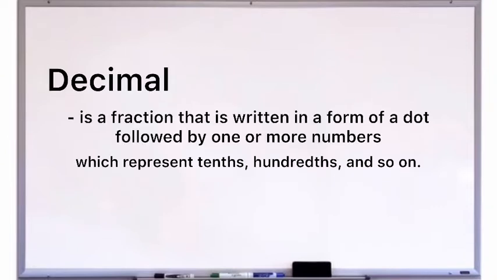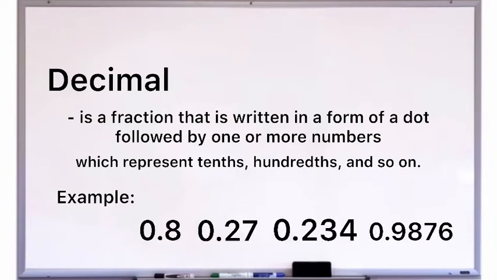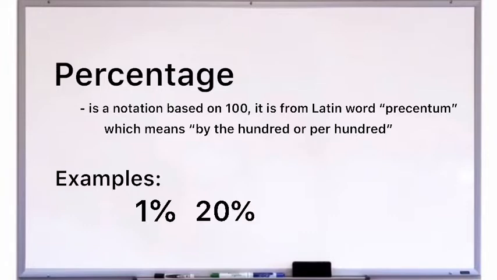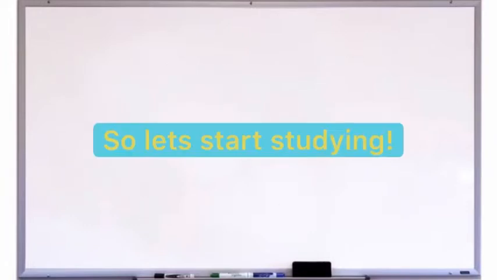So before we start tackling this topic, I would like you to know what is decimal and percentage. Decimal is a fraction that is written in the form of a dot followed by one or more numbers which represent tens, hundreds, and so on. Percentage is a notation based on 100. It is from a Latin word percentum, which means by the hundred or per hundred. So, let's start studying.